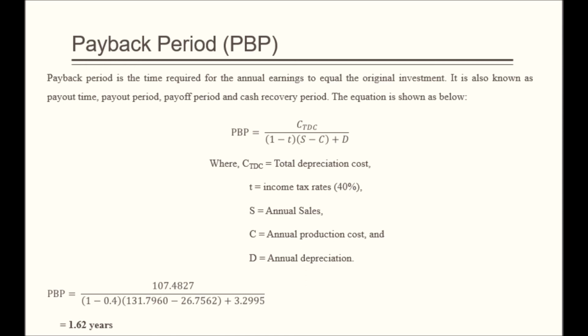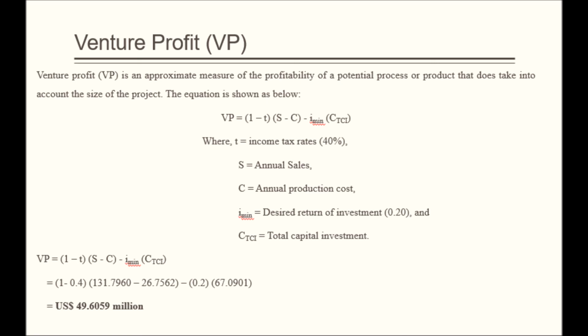Moreover, payback period is the time required for the annual earning to equal the original investment. It is also known as payout time, payout period, payoff period, and cash recovery period. By calculation, the payback period for this plant is 1.62 years, which is approximately 1 year and 7 months. An approximate measure of the profitability of a potential process or product that does take into account the size of the project is called venture profit. It is used often for preliminary estimates when comparing alternative flow sheets during the process synthesis stage of process design. By calculation, the venture profit of this plant is approximately 50 millions.